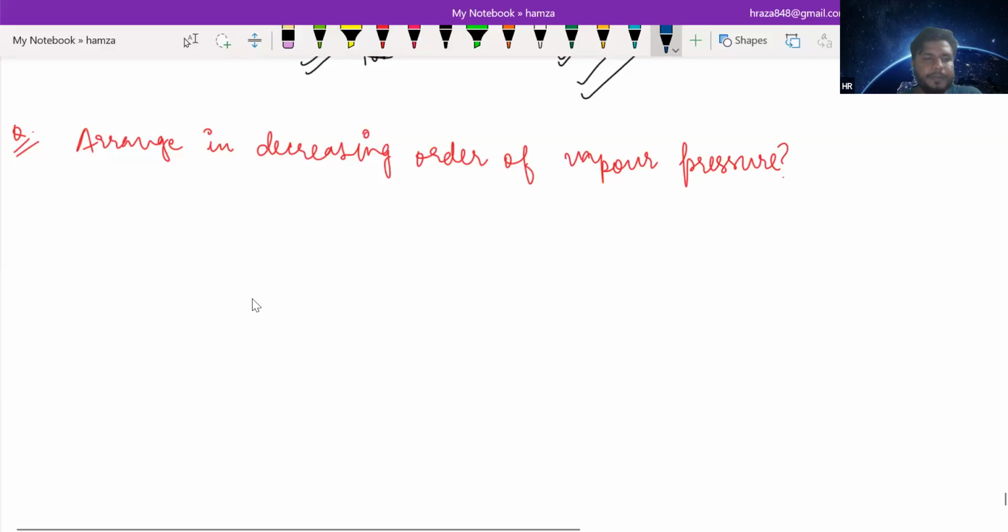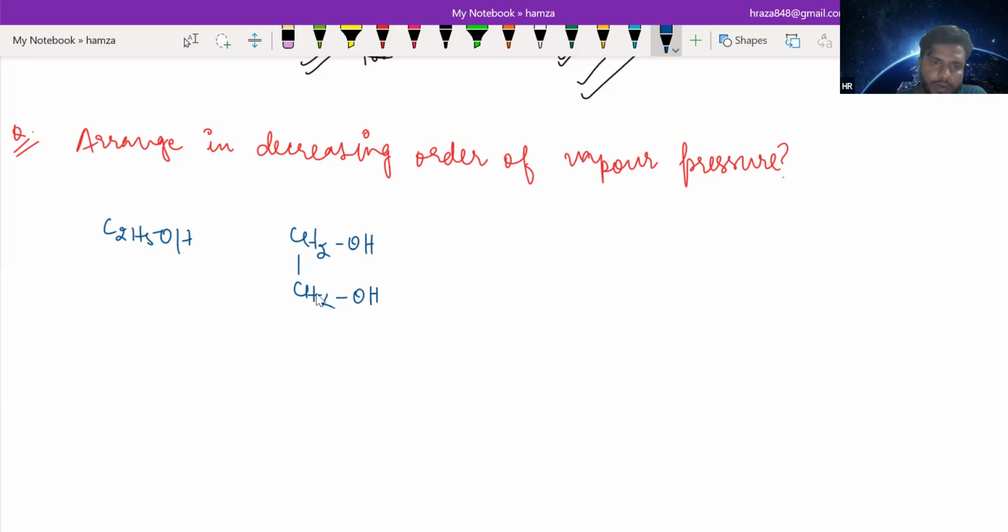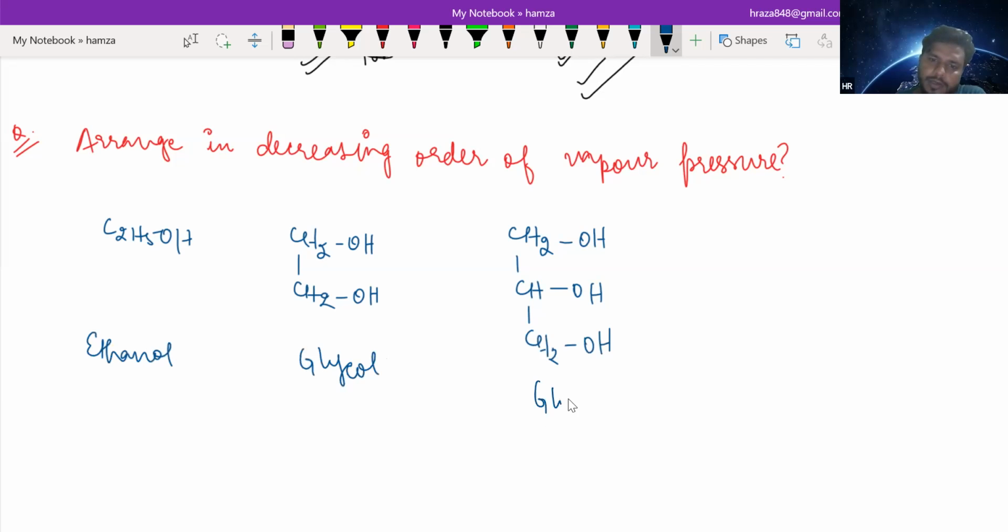So the question is basically ethanol. I'm taking ethanol first, then glycol, CH2OH, CH2OH, and then glycerol, CH2OH, CHOH, CH2OH. This is ethanol. This is glycol. This is glycerol. So, can you arrange it in decreasing order of vapor pressure?